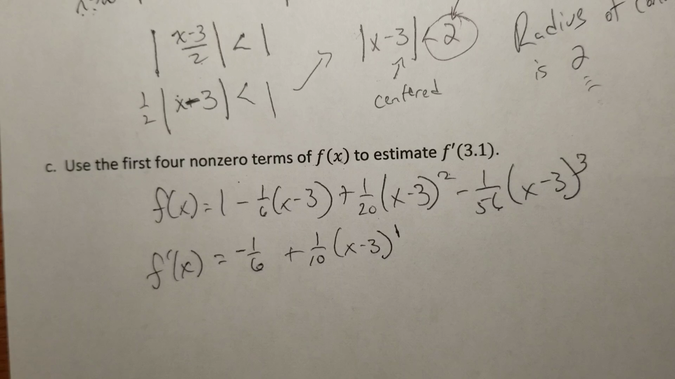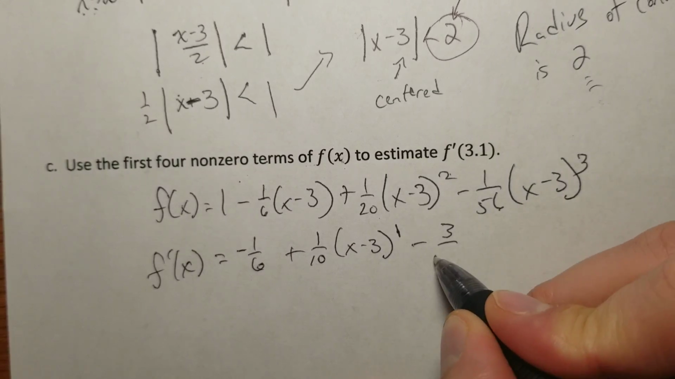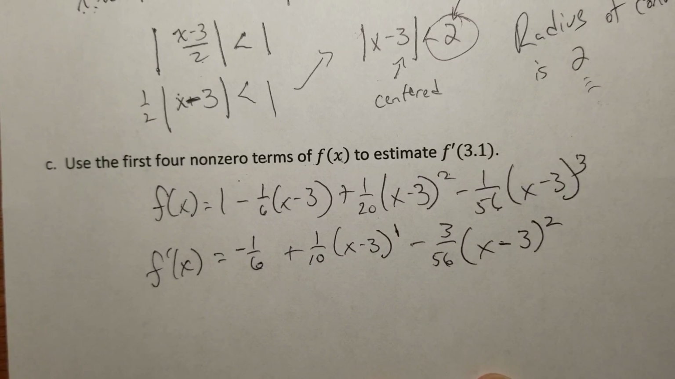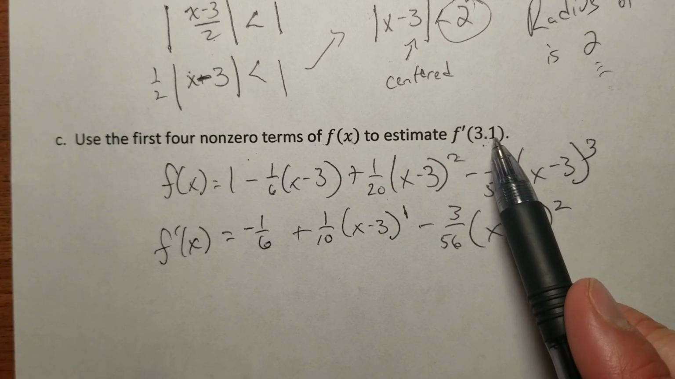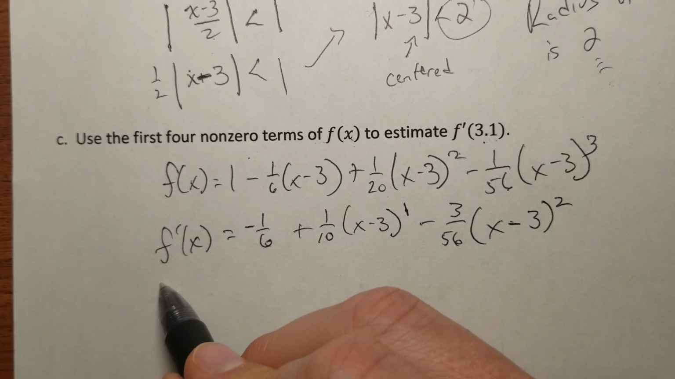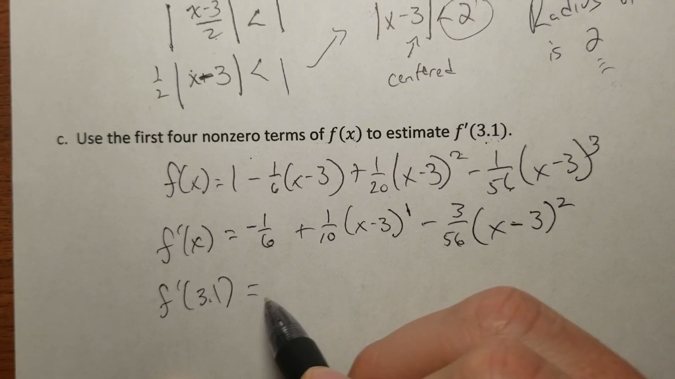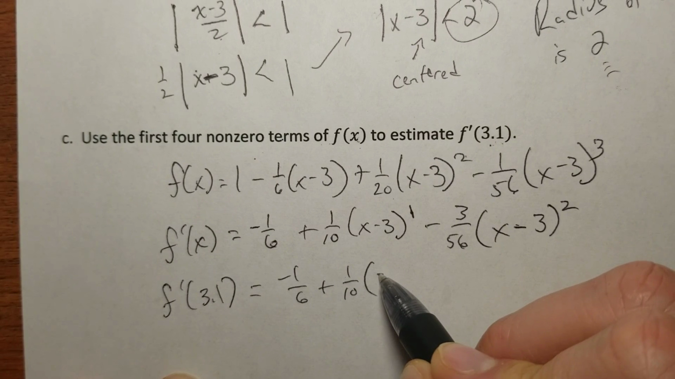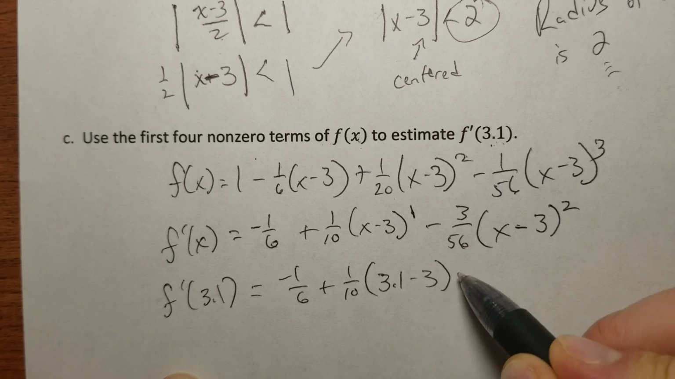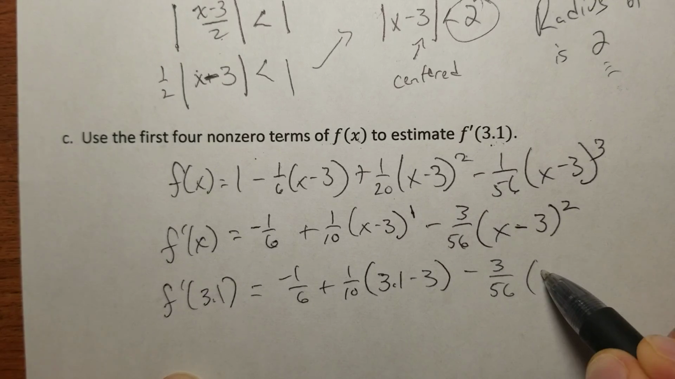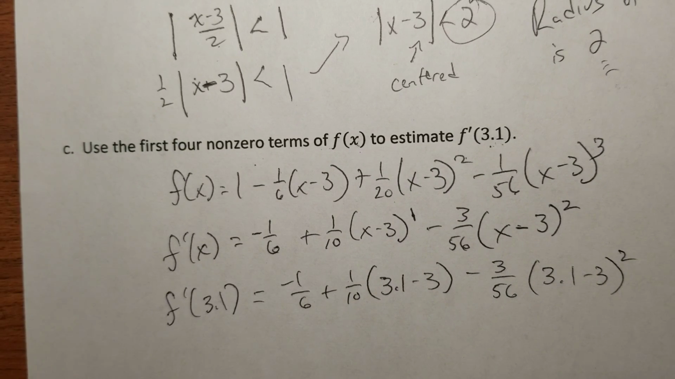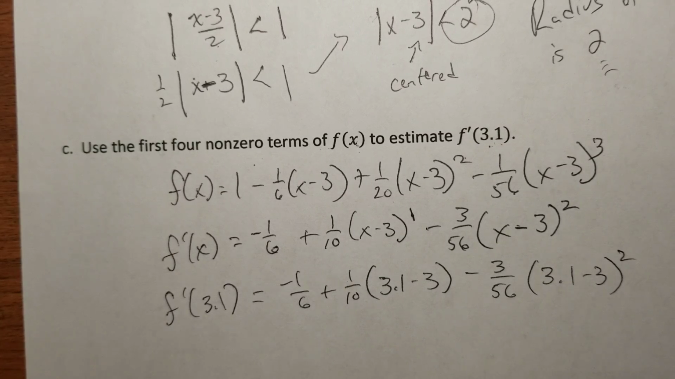3 times 1 over 56 is just what? Negative 3 over 56. That's not divisible by 3. So x minus 3 now to the second power. And if I'm estimating 3.1 into my first derivative, I want f prime of 3.1. So negative 1/6 plus 1/10 times 3.1 minus 3 to the first, minus 3/56 times 3.1 minus 3 to the second. And simplify to your heart's content at this point. I'm going to leave it as it is. If you have any questions, please make sure to email me.